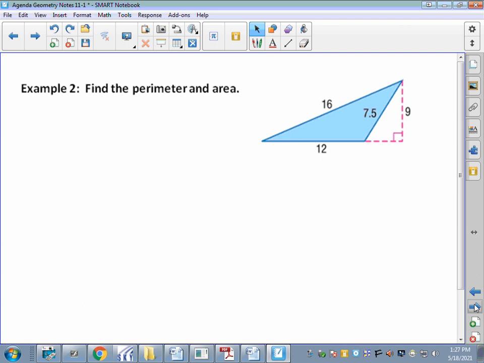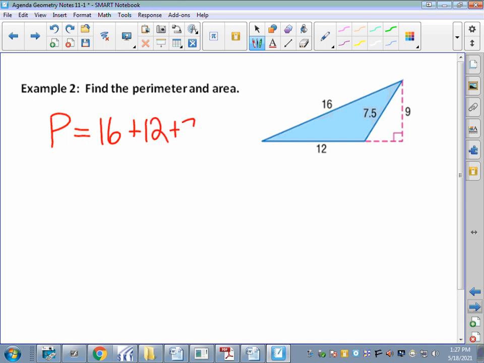So, quick example. Find the perimeter and the area. Notice the ghost triangle on this one. So, I don't know, let's start with perimeter. That seems easy. Sum of the sides, right? I'm not including that 9 because that 9 is not actually a side of the triangle. I'm going to add up the 3 sides that are shaded in blue, 16 plus 12 plus 7.5. So my perimeter is going to equal something like, oh gosh, 35.5.